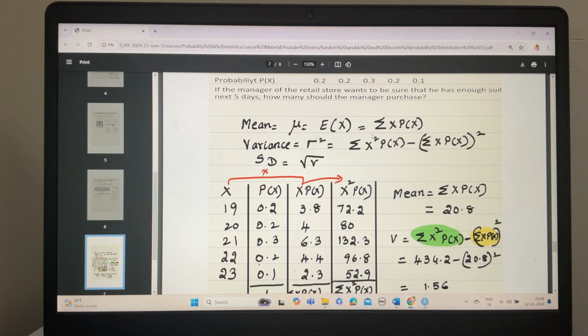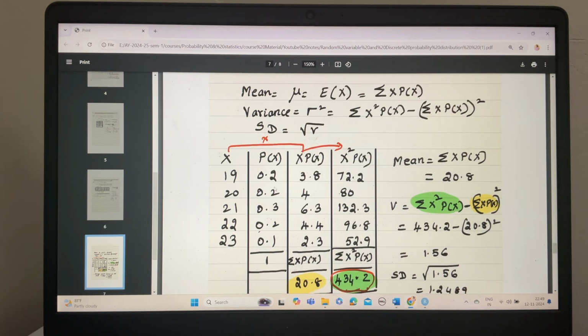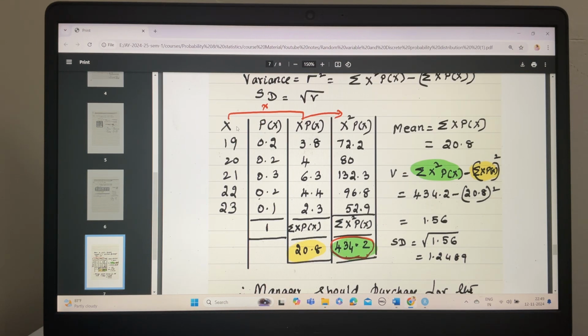The mean mu under the discrete probability distribution is given by sigma x times p of x, and the variance is given by sigma x square times p of x minus mean square. Just a recap. We have already done this problem in theory class. Now we need a table which consists of the values of x, their corresponding probabilities, the product of x and p of x, and x square p of x. We know the mean formula, sigma x into p of x gives you this value, and the variance is given by this. This is what we have done in the theory class.